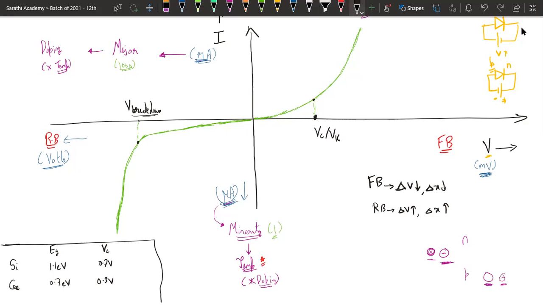Okay. So generally silicon is used because it is a little safer. Hopefully you know what EG is? Between the conduction band and valence band, the energy difference is EG. You must have studied this in solid state in chemistry. Okay. So that is done. Is this clear to everyone?